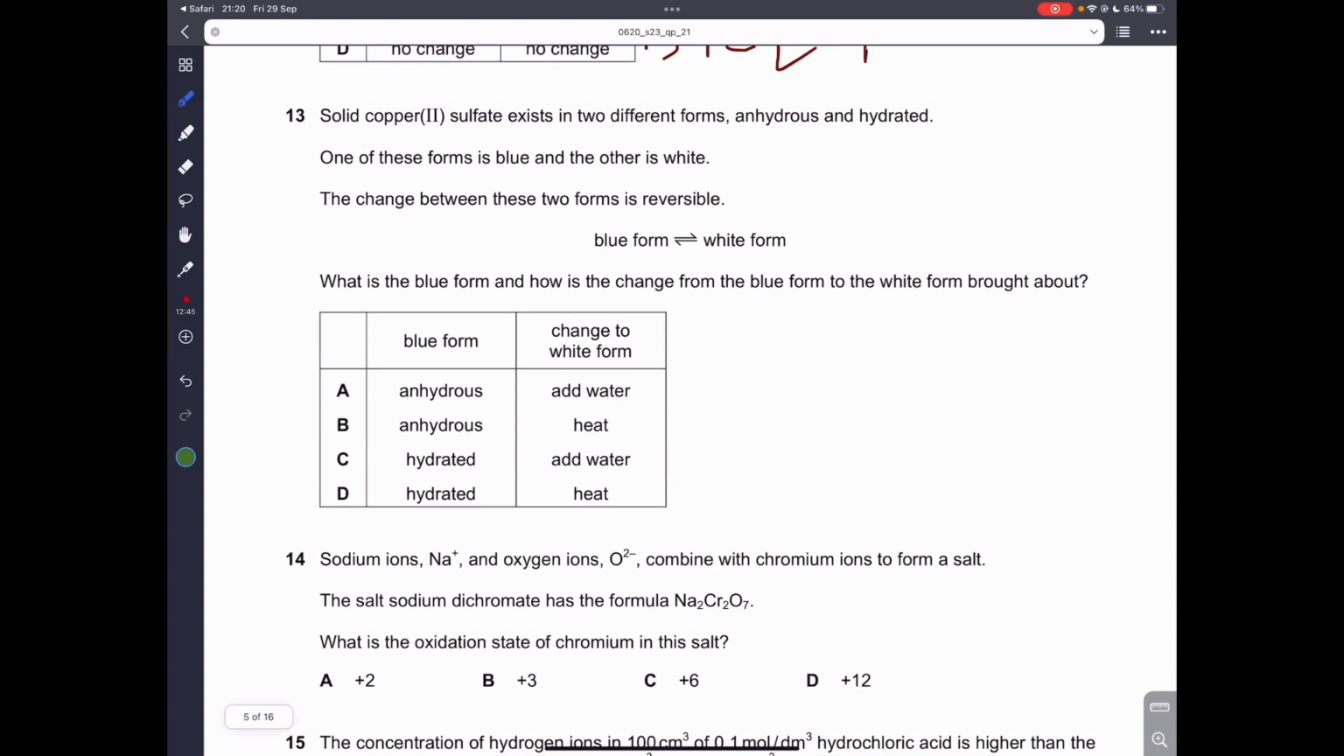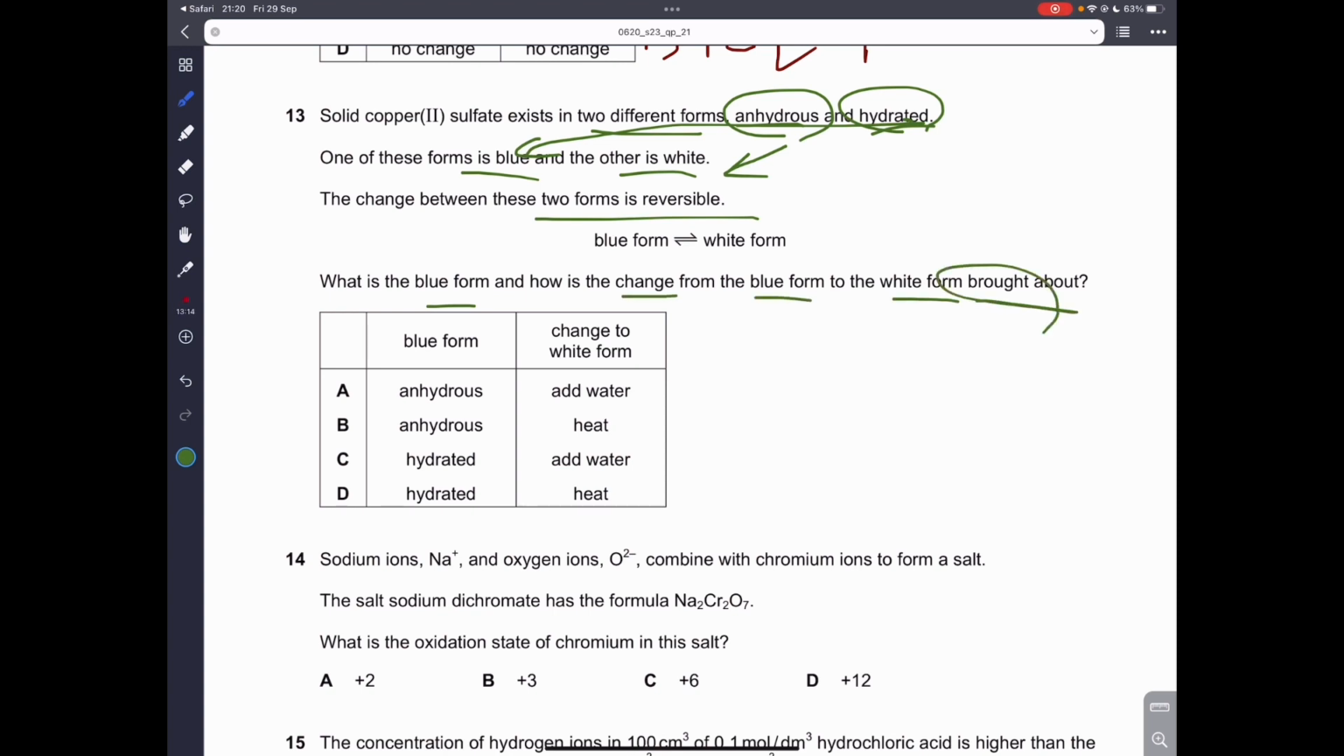Question number 13. Solid copper-2 sulfate exists in 2 different forms, anhydrous and hydrated. One of these forms is blue and the other is white. Remember, the hydrated crystal is going to be blue. The anhydrous crystal is going to be white. This means water is not present in the crystal. The change between these two forms is reversible. What is the blue form and how is the change from blue form to white form brought about?